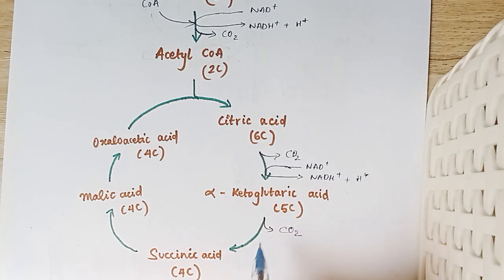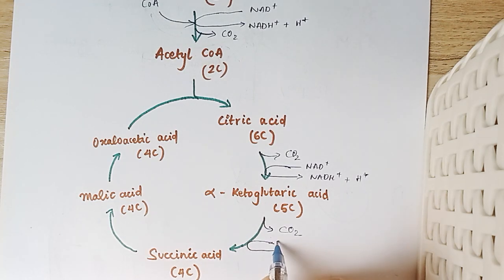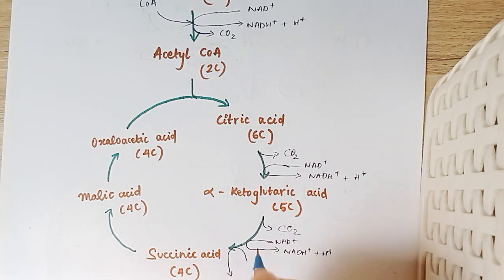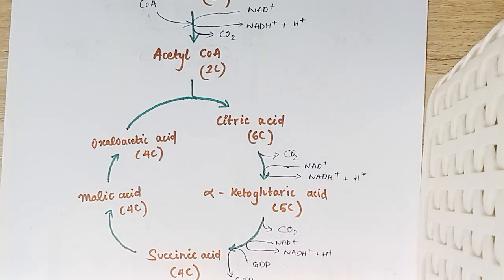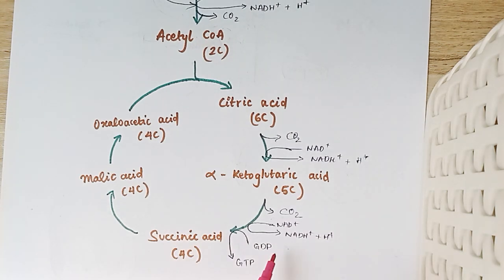And when carbon dioxide was removed, there was a conversion of NAD plus to NADH plus H plus. Now one thing that you need to keep in mind is there is also a change of GDP to GTP. This is the stage when ATP was made. So this is where ATP is made in the Krebs cycle.